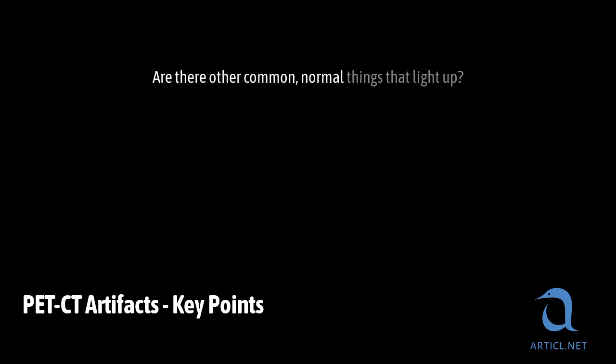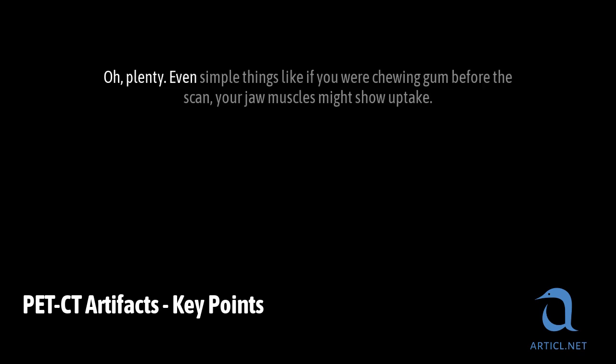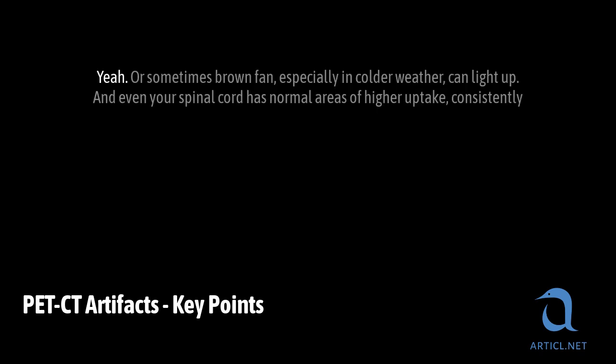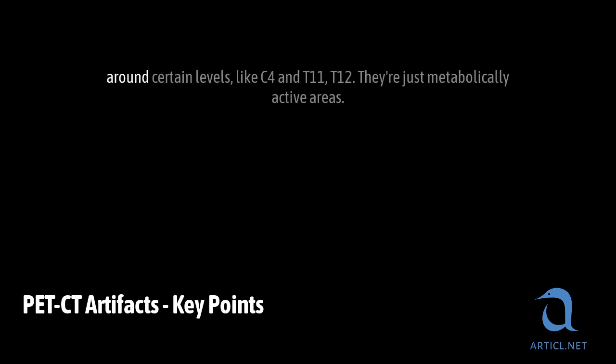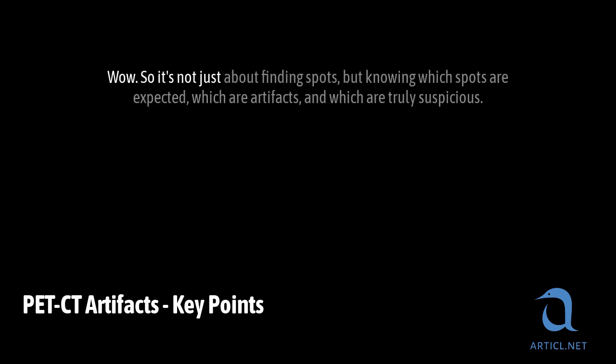Are there other common normal things that light up? Oh, plenty. Even simple things, like if you were chewing gum before the scan, your jaw muscles might show uptake. Really? Yeah. Or sometimes brown fat, especially in colder weather, can light up. And even your spinal cord has normal areas of higher uptake, consistently around certain levels like C4 and T11, T12. They're just metabolically active areas. Wow. So it's not just about finding spots, but knowing which spots are expected, which are artifacts, and which are truly suspicious.